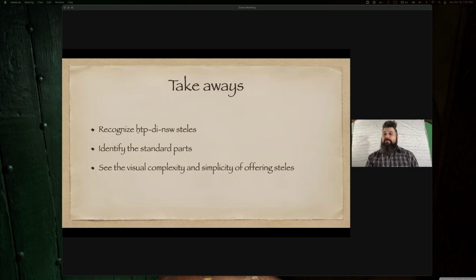So what I want people to take away from this, hopefully, is that they can recognize one of these types of stela, what's called a hetep dinesu stela. You can look and see these standard parts that are included, and you can also see how visually complex this stuff can be. It's sort of templatic, but at the same time there's a million little changes.